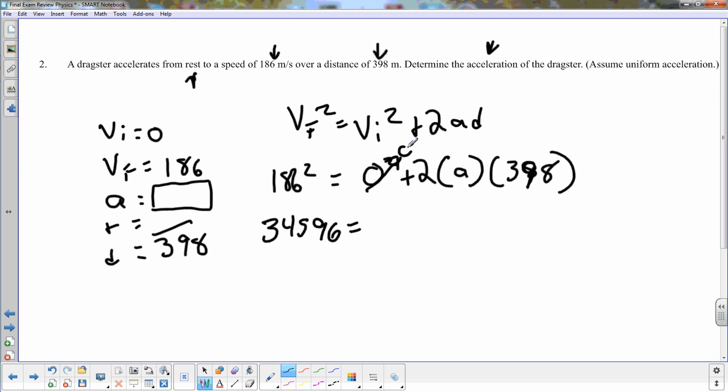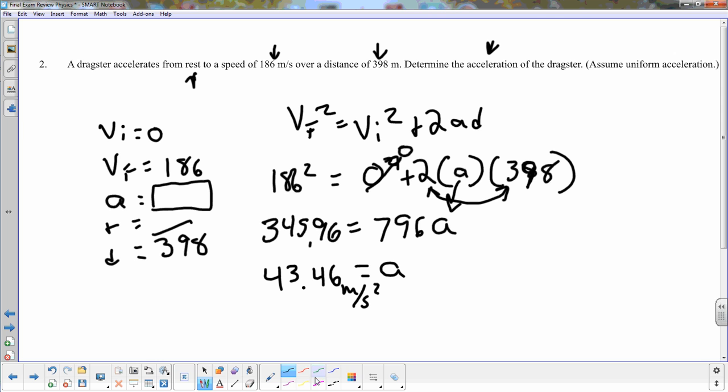So let's see, 796A. What I did is multiply those two together and just bring down the A. So that times that gives us 796 with an A. This is a big number. We're going to have to solve for A. So 34,596 divided by 796 is 43.46 meters per second squared. So A is 43.46 meters per second squared, as it is an acceleration, that's what we're dealing with.